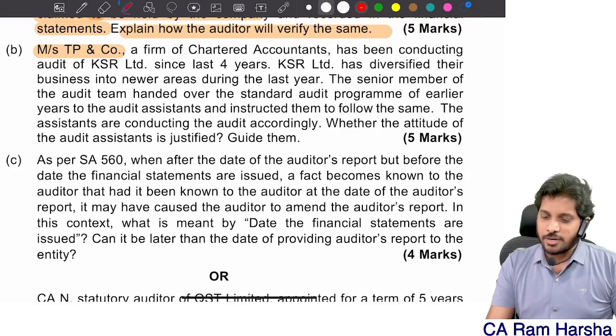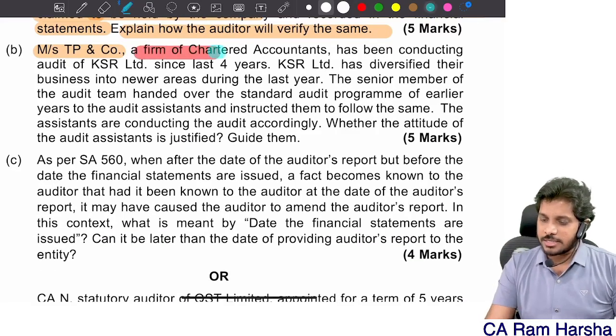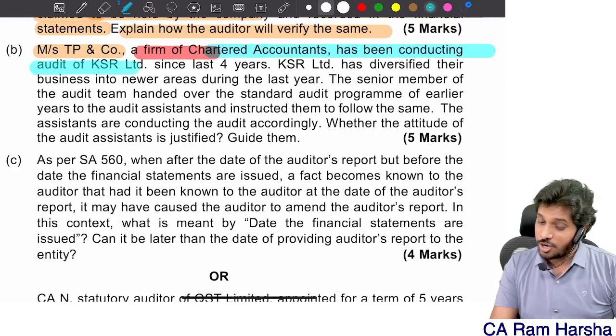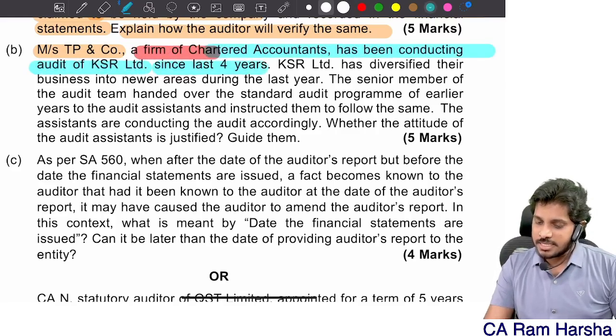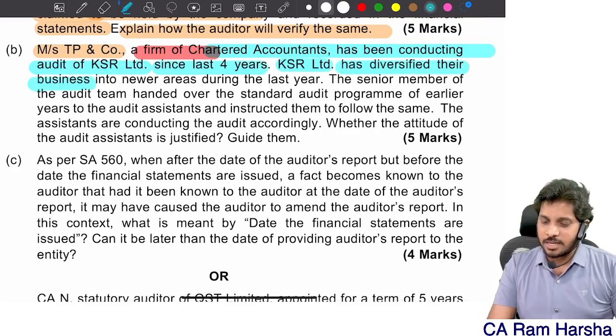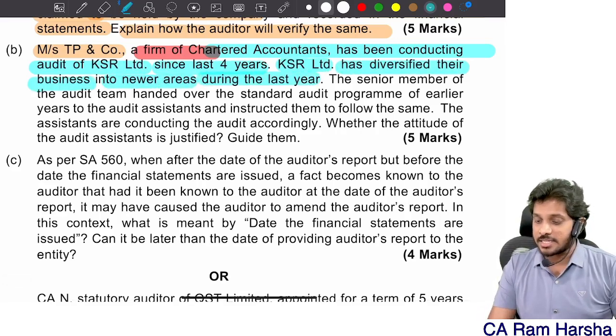This is TP and Co, a firm of chartered accountants, which has been conducting the audit of KSR Limited for the last 4 years. This company, KSR Limited, has diversified their business into new areas during the last year. The senior member of the audit team handed over the standard audit program of earlier years to the auditors and instructed them to follow the same.